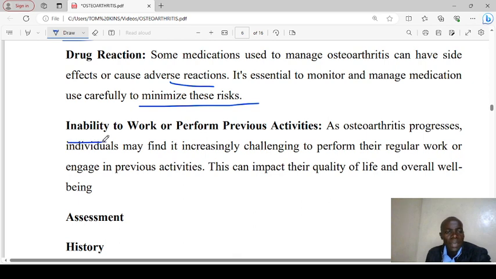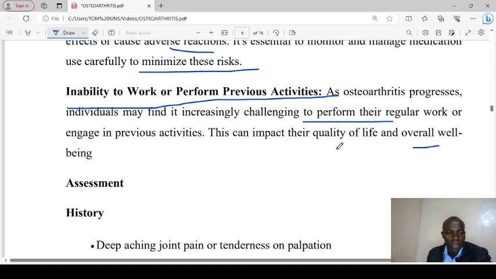Lastly, we have inability to work or perform various activities. As osteoarthritis progresses, individuals may find it increasingly challenging to perform their regular work or engage in previous activities. This can impact their quality of life and the overall well-being of the patient.